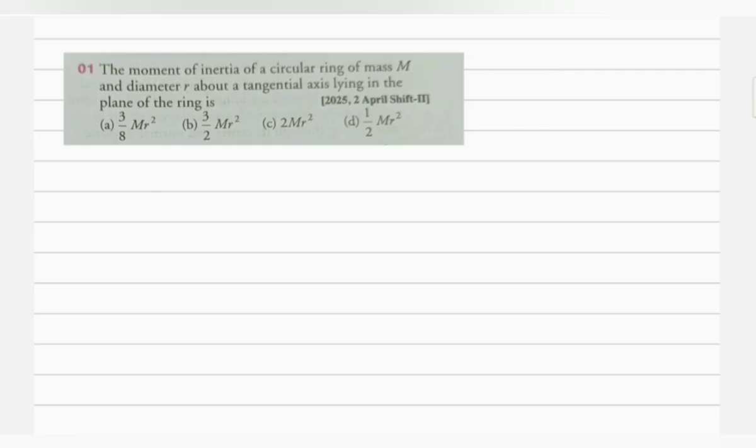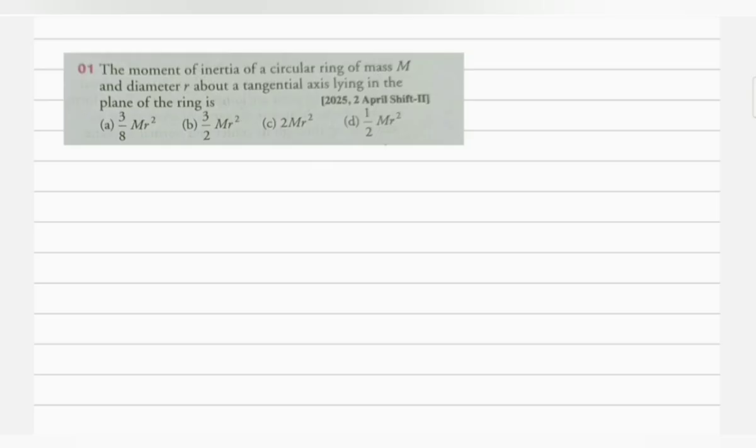The moment of inertia of a circular ring of mass m and diameter r about a tangential axis lying in the plane of the ring is: option A, 3 by 8 mr square; option B, 3 by 2 mr square; option C, 2 mr square; option D, 1 by 2 times mr square.